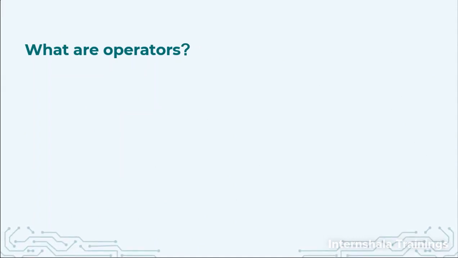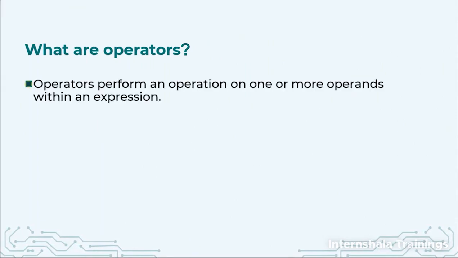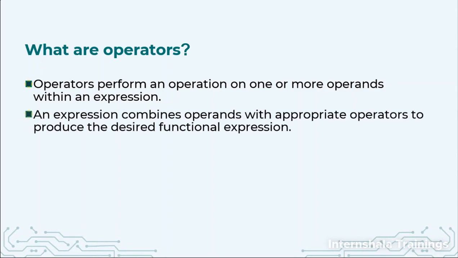So the first question that we have in our mind is, what exactly is an operator? Operators are used to perform an operation, and this operation can be performed on one or more operands, and these are used inside expressions. Well, then we can ask, what is an expression? An expression combines different operands with operators to make one desired function.